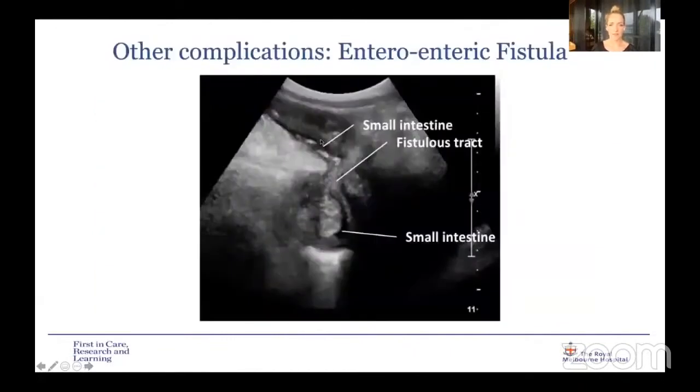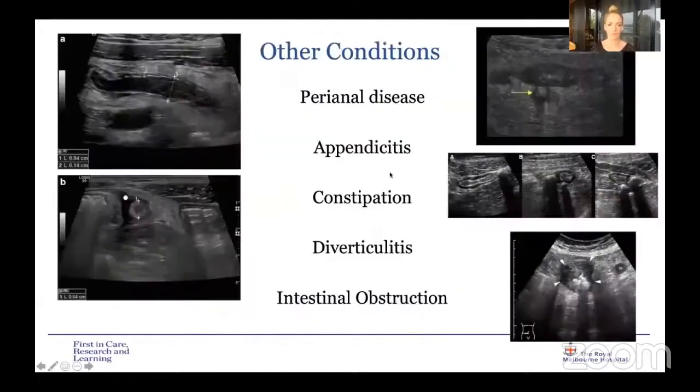This is another area where intestinal ultrasound can be great at picking up complications. This is an entero-enteric fistula. So you've got a small bowel here, another part of small bowel here, and this fistulous tract between the two. The other conditions that intestinal ultrasound can be brilliant at picking up, as I mentioned previously, are perianal disease, which is a talk unto itself, appendicitis, and constipation, so you can see stool stuck in the bowel. We've used that quite a lot in our inflammatory bowel disease patients. It's also good for picking up diverticulitis as well as intestinal obstruction.